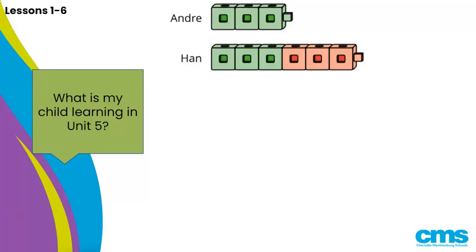In earlier grades, students made comparisons in terms of addition or subtraction. To describe the number of cubes in the image, they may say, Han has 3 more cubes than Andre, or Andre has 3 fewer cubes than Han. Here, they make this comparison by saying Han has 2 times or twice as many cubes as Andre.